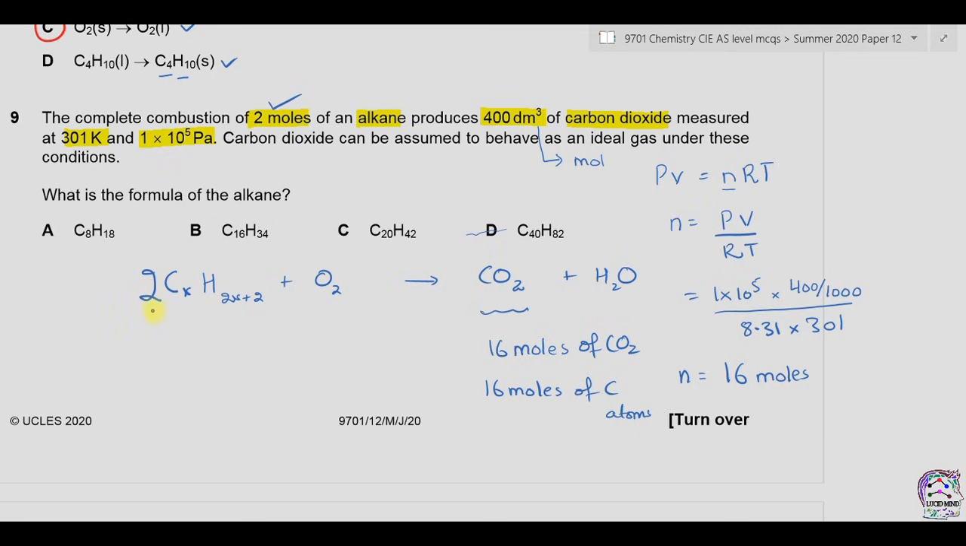As they have given the number of moles of the reactant, therefore, in order to make 16 moles of carbon atoms in this reactant, the X value must be equal to 8, because 8 into 2 will be 16. So therefore the formula of the alkane is C8H18. Therefore the answer is part A.